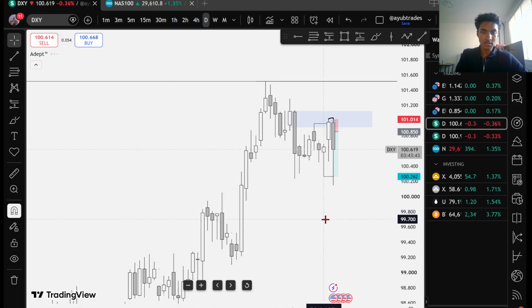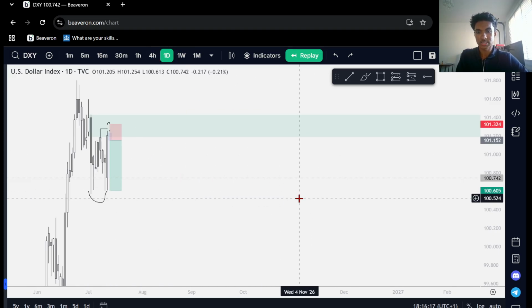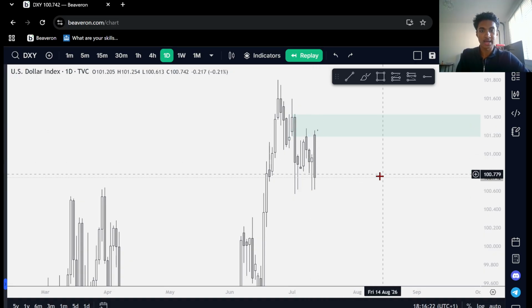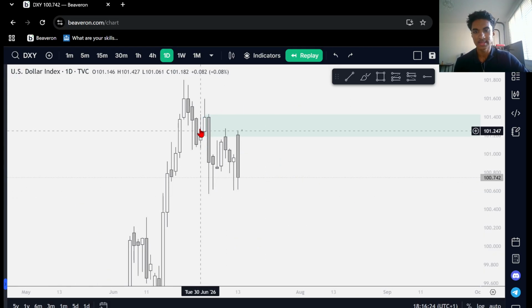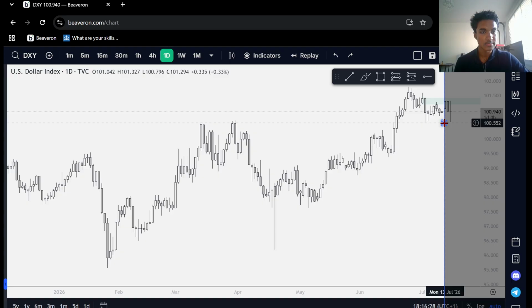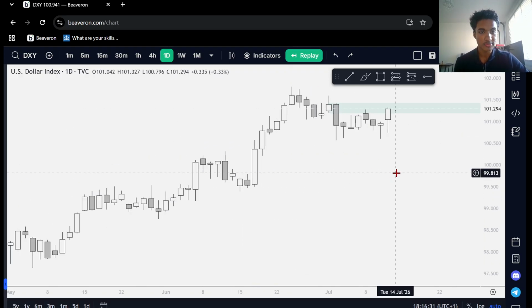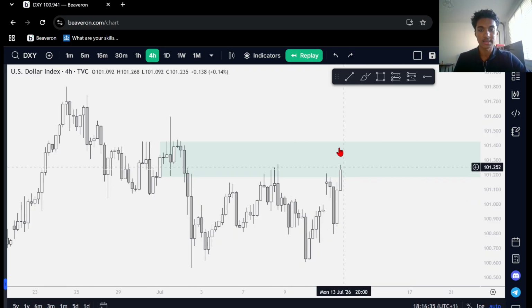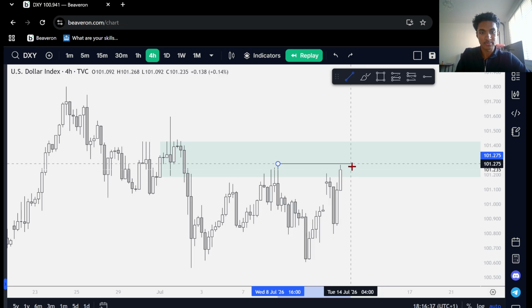Now, going to the lower time frame. Let me just switch tab. I'm on the daily right now, and what can I see? Daily order block right here. So let me replay. There's a daily order block right there, and also we have swept the previous weekly high. So at this point in time, we've swept the previous weekly high.